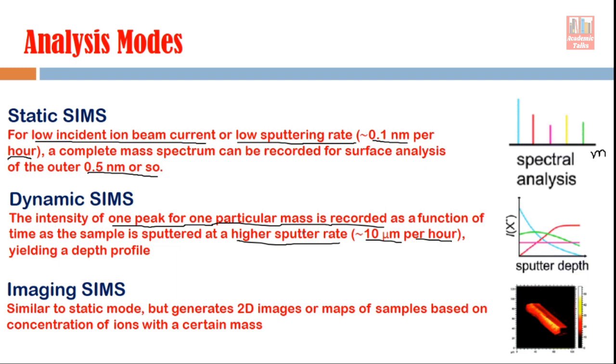Third kind of analysis is also possible, that is imaging SIMS. So that is almost similar to the static mode, right? The only difference is that here the information is not plotted like this kind of spectrum. The information is in the form of a 2D image, or you can say a map of the sample based on the concentration of ions. So the information is plotted something like this, right?